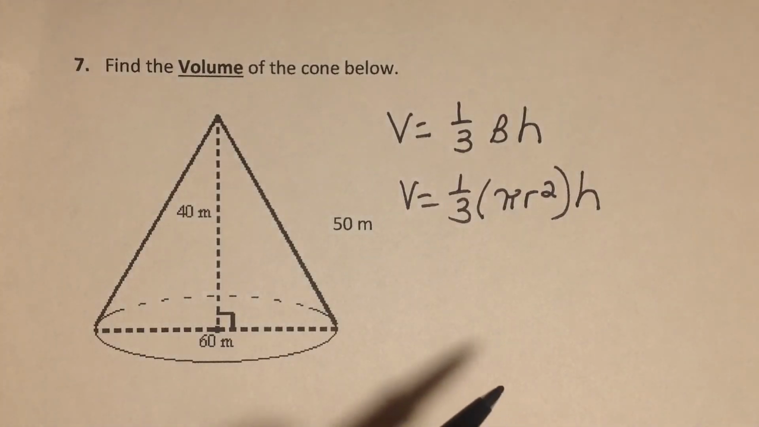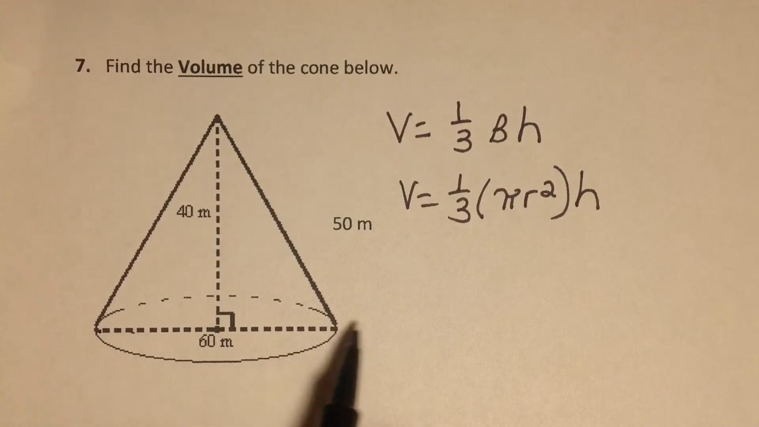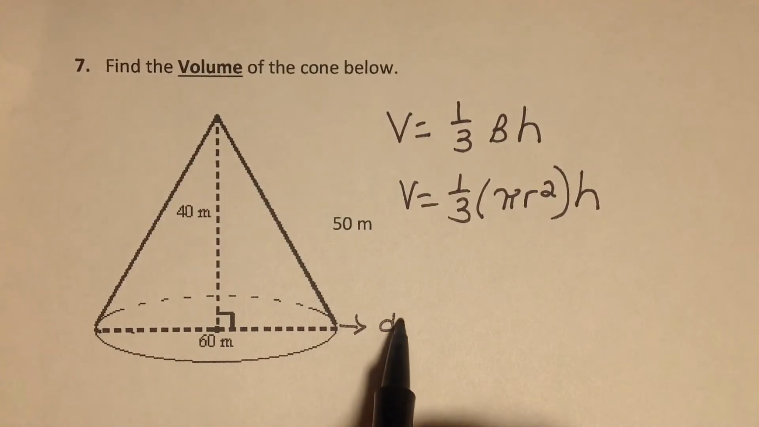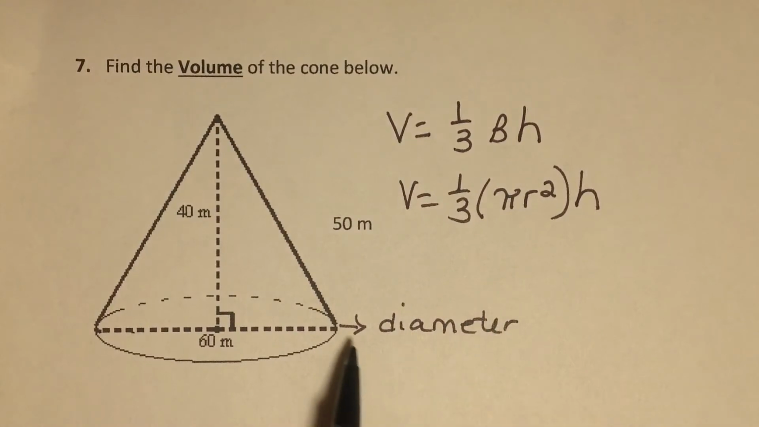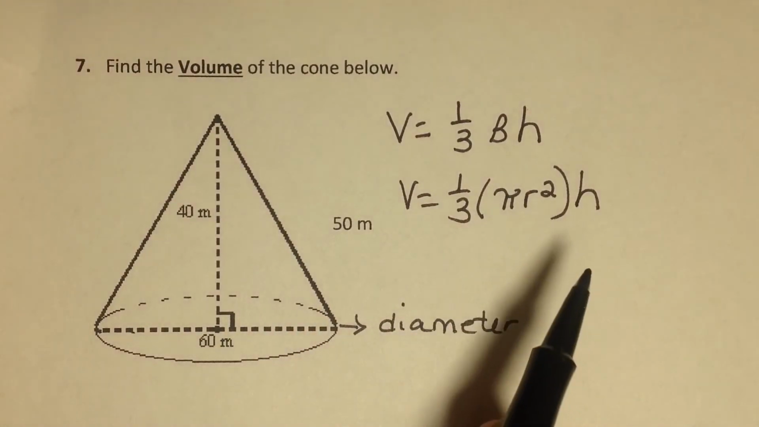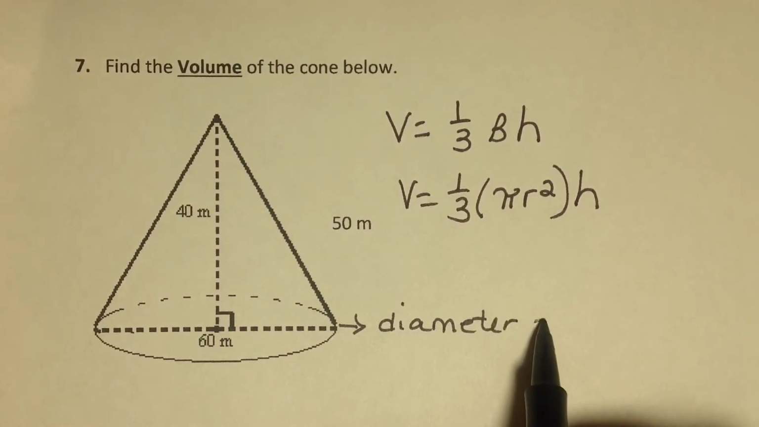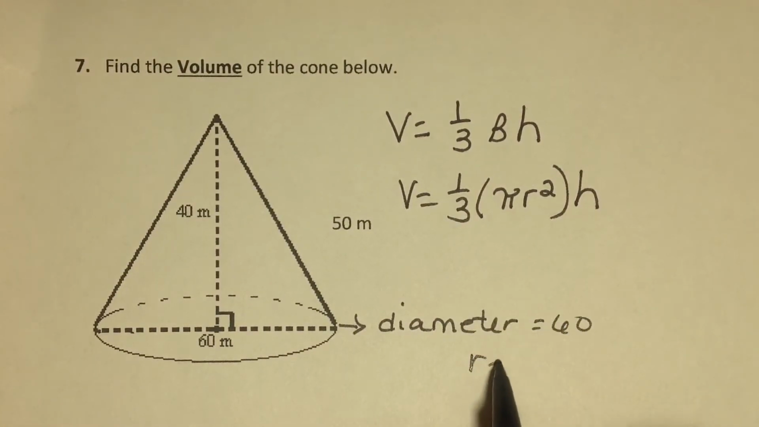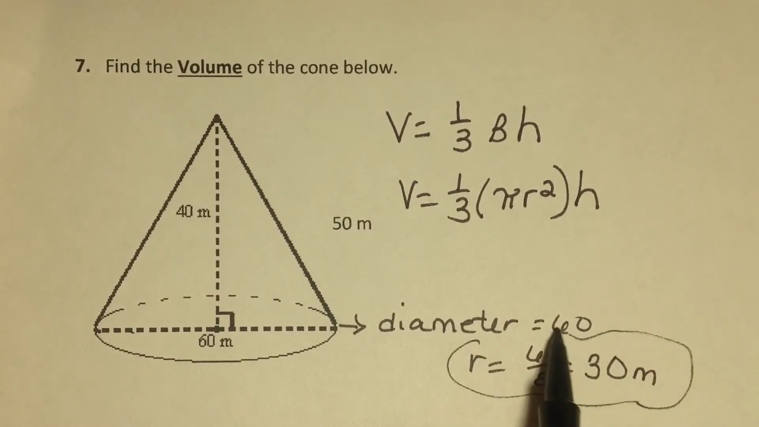Now I gotta do a lot of little things here before I can do that. Here they're giving me the diameter. Right? And remember we talked about this. I have to have the radius when I'm looking at area. So if the diameter is 60, then the radius is going to be half of that. So my radius is 30 meters. Okay? So that's important because I'm going to plug it right into this.